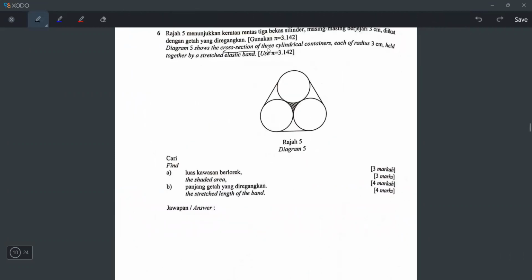Diagram 5 shows the cross section of 3 cylindrical containers, each of radius 3 cm. So we can say this circle's radius is 3, this circle's radius is 3, this circle's radius is 3. And then held together by a stretched elastic band. Use pi equals to 3.142. Okay, so these 3 cylinders are held together with an elastic band. It's like a rubber band, so that it keeps them in place, so that it doesn't move. And then they say find the shaded area.